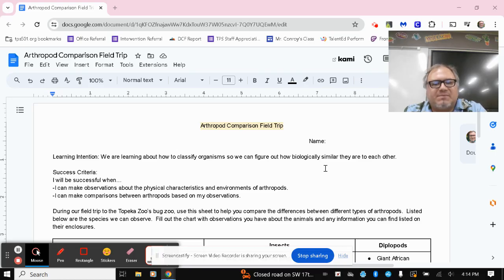Hi, I wanted to give some instructions here for the Arthropod comparison field trip. If you're choosing to do this assignment instead of going on the field trip, or if you just ended up missing the field trip, this would be your chance to just be able to make up the assignment on your own time.